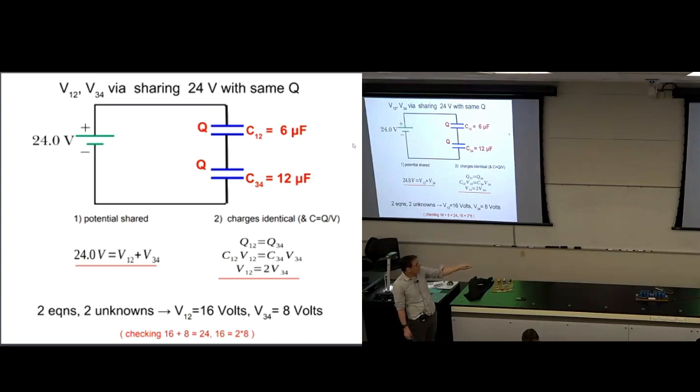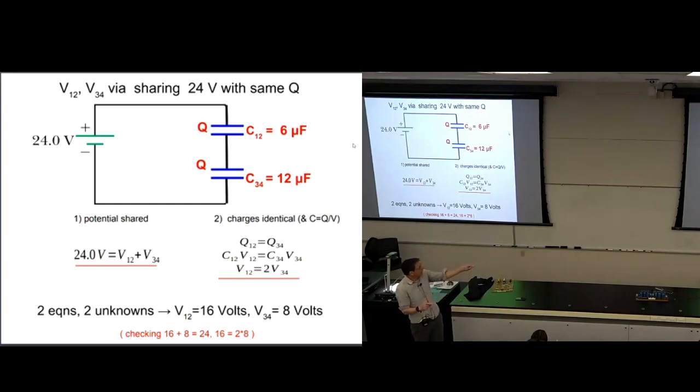So this is one equation that I know for these two equivalent capacitors. And this is just the idea that this voltage, 24 volts, is shared between the two capacitors. That's the basic idea here. The other basic idea is that these two capacitors, because they're in series, have the same charge on their plates. So that's a key idea.